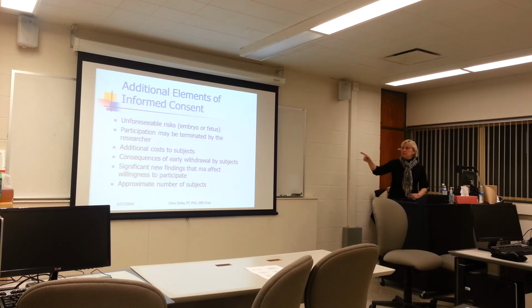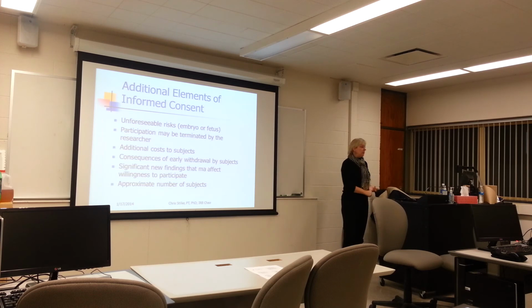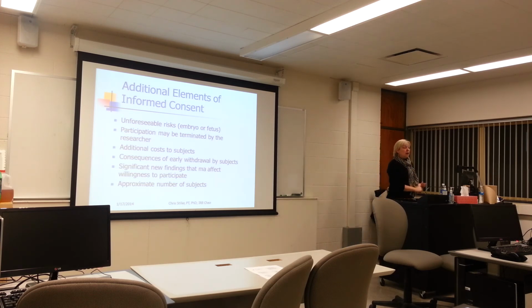Okay, so here are some additional elements of informed consent. This is if there's any unforeseeable risk, and that has to do primarily with embryos or fetuses. Conditions under which the research might be terminated by you as the researcher. Suppose you're doing something where they have to do a series of learning modules or exercises or whatever you're having them do, and they don't do that, you can say if you fail to do A, B, C, D, E, which is part of the study, and they have to do it, then you will be asked to leave the study. Any additional cost to the subjects?